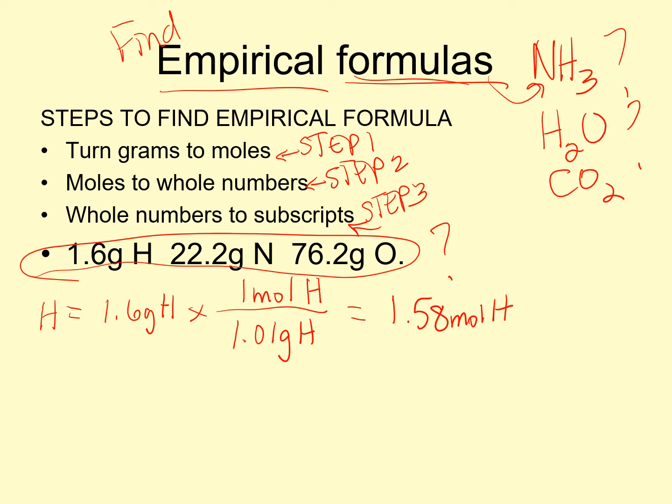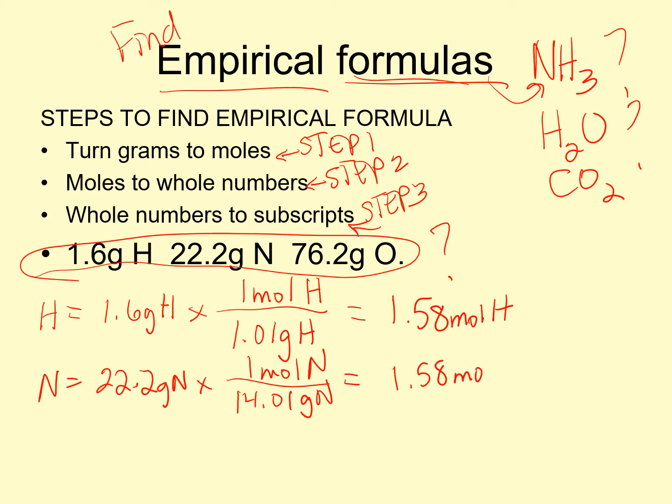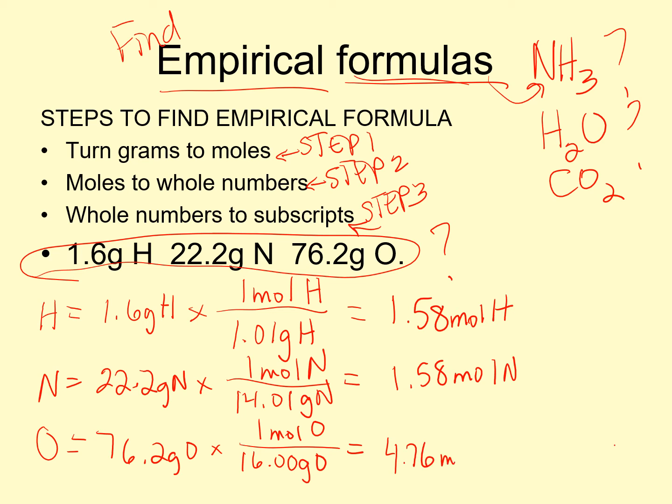All right, well, now let's do nitrogen. So I'm still doing step one, turn grams into moles. Nitrogen, 22.2 grams of nitrogen. I need to turn that into moles. So I go get 14.01 grams off the periodic table for every 1 mole of nitrogen, and I find out that's 1.58 moles of N. Okay, one more element, oxygen, in this compound. 76.2 grams of oxygen times 16.00 grams of oxygen for every 1 mole of oxygen. Where did I get this number? Periodic table. Okay, so I find out 4.76 moles of oxygen.